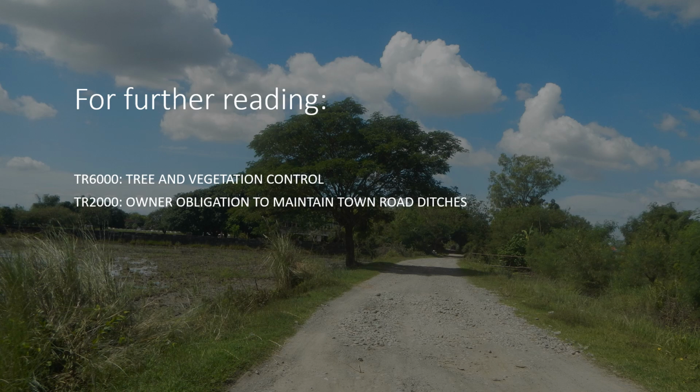Of course, much more can be said on all of these topics. For folks who are interested in more information, please see document TR 6000, Tree and Vegetation Control. That document includes, for your convenience, sample resolutions and sample notices designed to make the tree removal process as painless as possible.